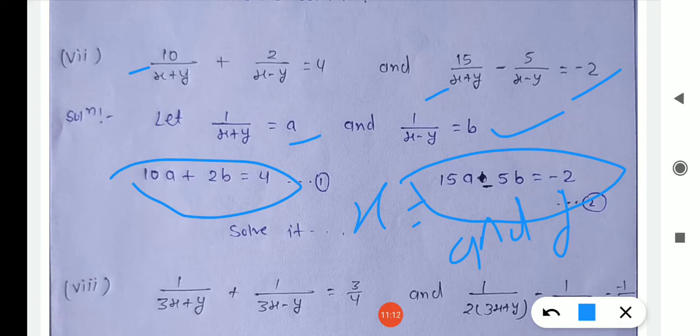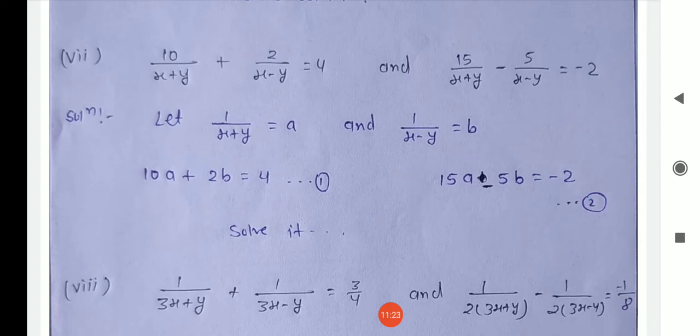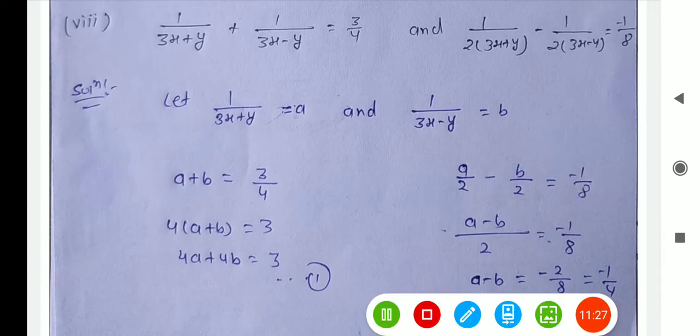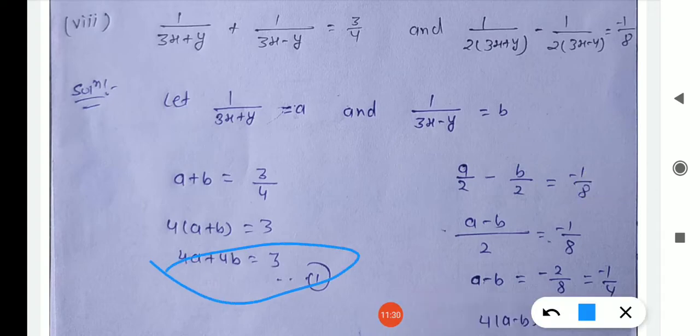First we find the values of a and b, then we put a and b in this equation. Both equations become linear equations in two variables, then we solve them in simple form. Okay, so I also convert question number 8 into the simple form of a linear equation. So now I let 1 upon 3x plus y equal a and 1 upon 3x minus y equal b.